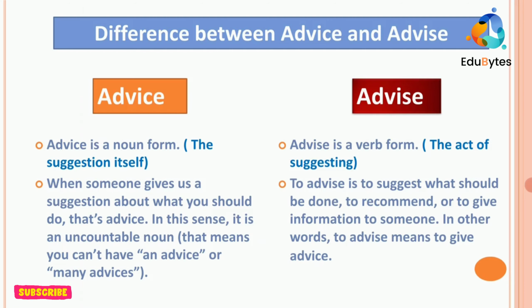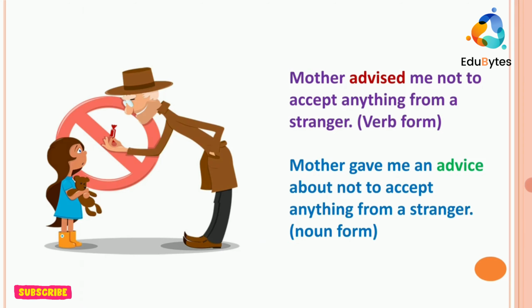Now let us read some examples for our better understanding. Mother advised me not to accept anything from a stranger. Mother gave me an advice about not to accept anything from a stranger. So, both advise and advice convey the same message, but they are used in a sentence in a different way. One is used as a noun and another one as a verb. So, the noun form advice has been used in the second sentence. Mother gave me an advice means mother gave me a suggestion. So, the suggestion itself is an advice.